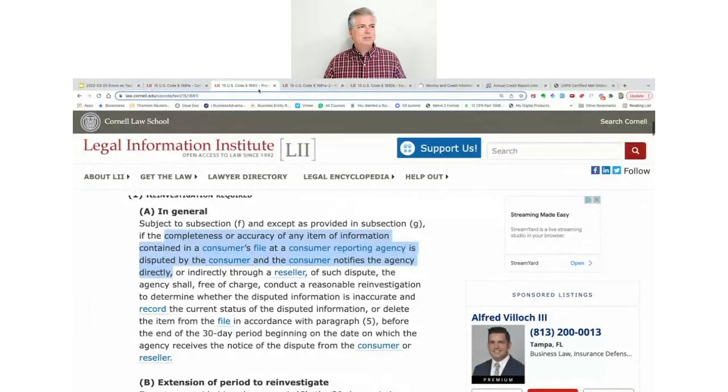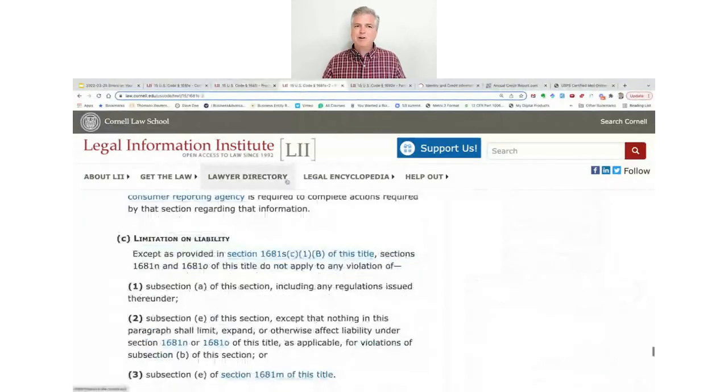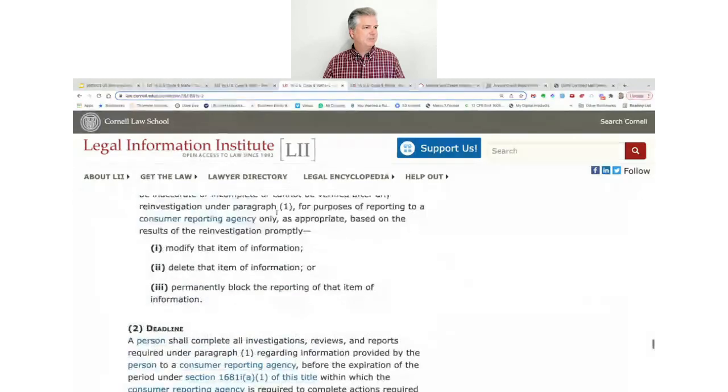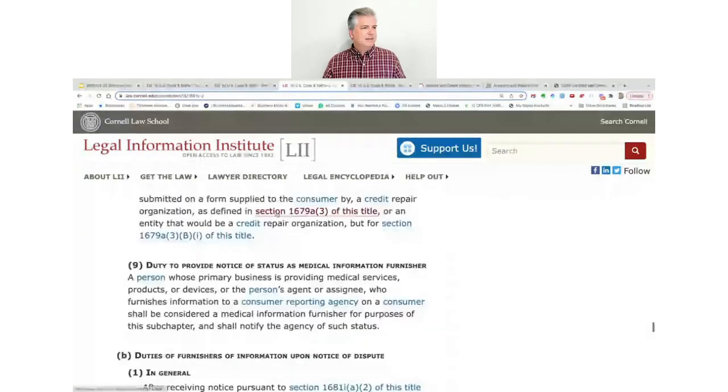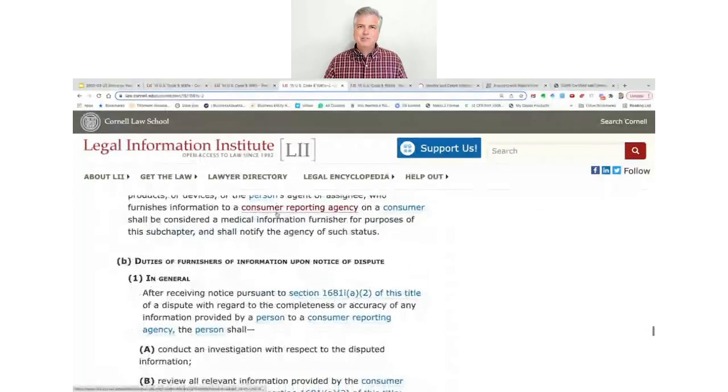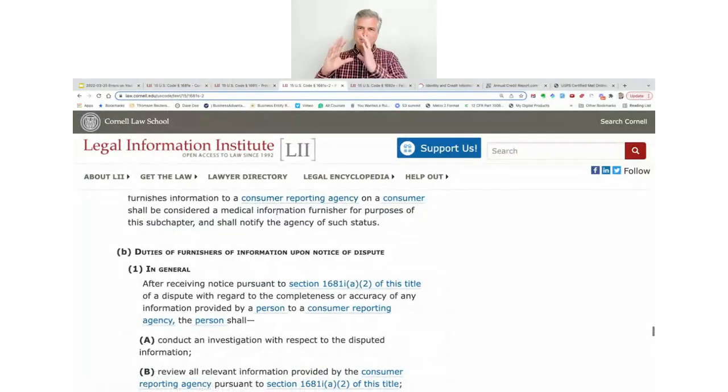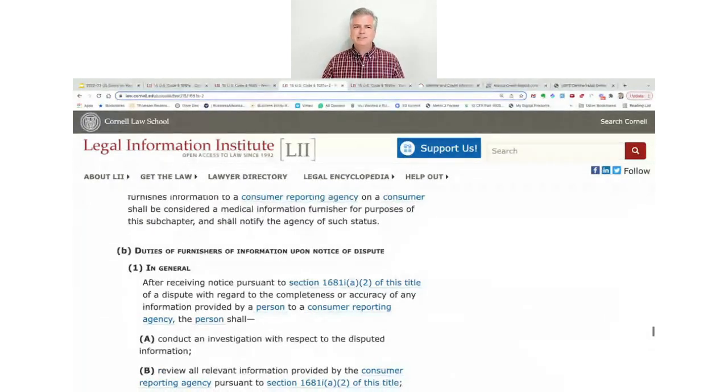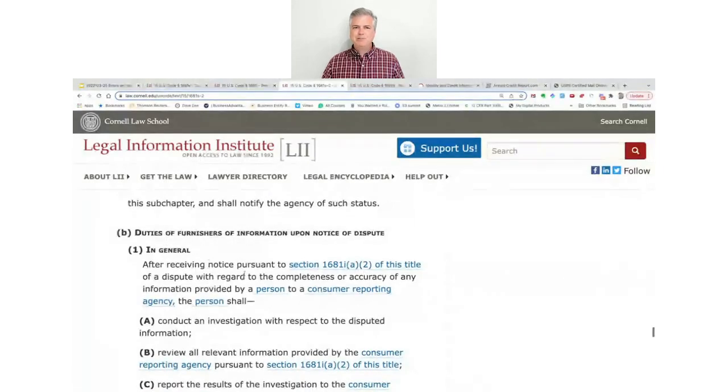Now, let me show you the law on the furnisher. So this is what is known as, let me back up here. Okay. So this is 1681s-2(b). There's a subsection called (a), and it's got great language. You just can't sue for it. But (b), you can. So notice what this says. After receiving notice pursuant to 1681i, that's what we just talked about, of a dispute with regard to the completeness or accuracy of any information, then they have to do this investigation.